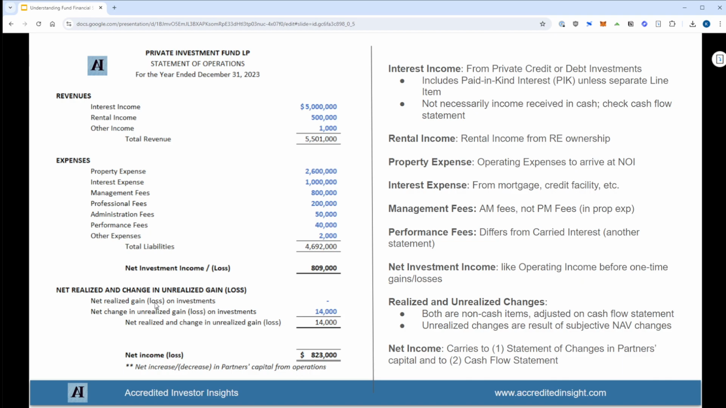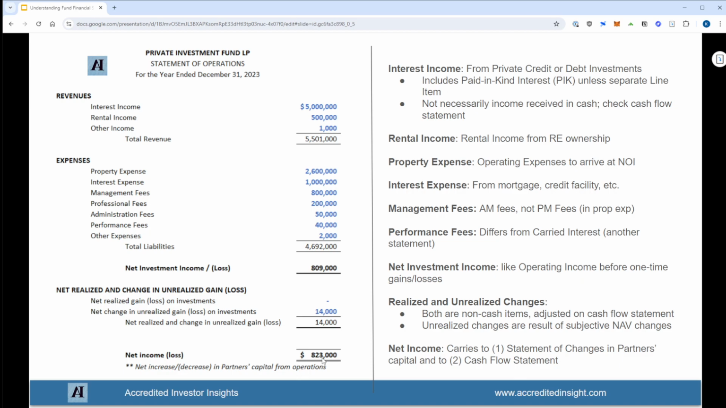But an important point to understand is the unrealized portion. The second line here for $14,000 is where we see the result of sponsors marking up or down their NAV, right? This is important, especially with things we covered in the newsletter like non-traded REITs and non-traded BDCs, where there isn't much price discovery, but sponsors have the liberty to mark their assets up and down. And then we take the net investment income, 809, add the 14, and that gives us our net income for the period.